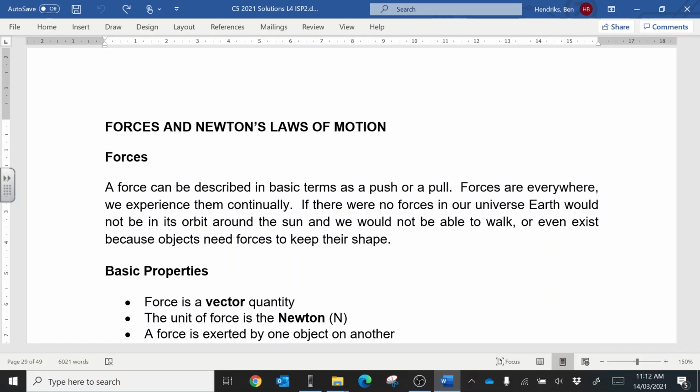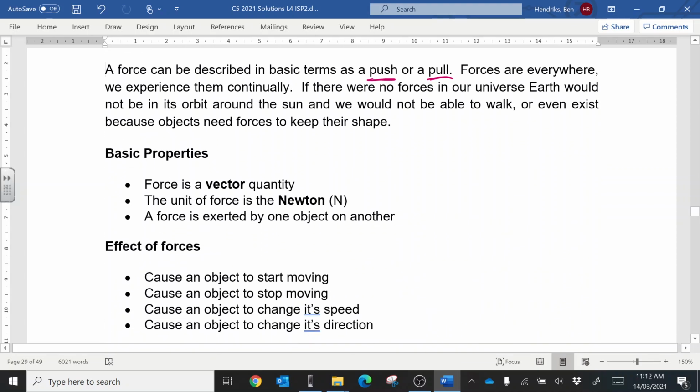So a force can be described in terms of a push or a pull. They're everywhere, and this sentence just says they're very important, because if there were no forces in the universe, Earth would not be able to be in its orbit around the Sun, and we would not be able to walk or even exist because objects need forces to keep their shape. So they're very important.